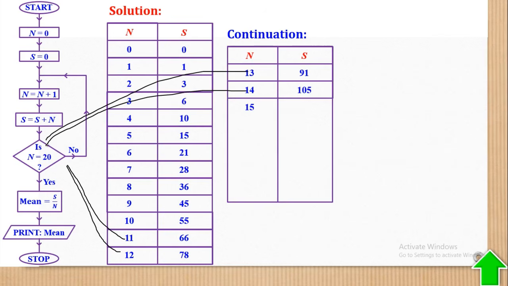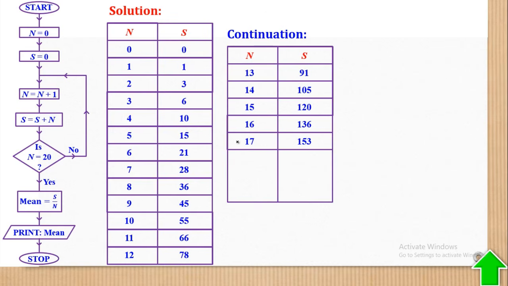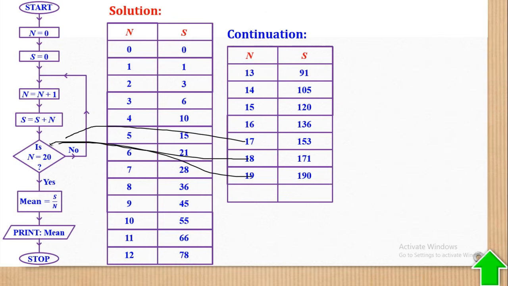Increment, you get that, new sum is that, and this one gives you a decision of no. Increment again, new sum is that, and the decision is still no. Increment, new sum is that, and again the decision is no. You keep incrementing in the same way, with a decision of no each time.